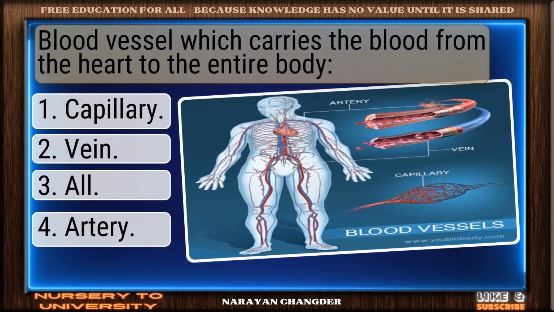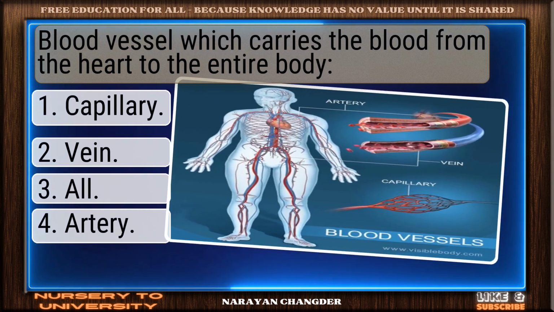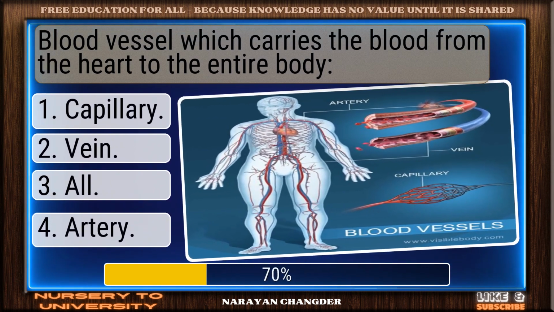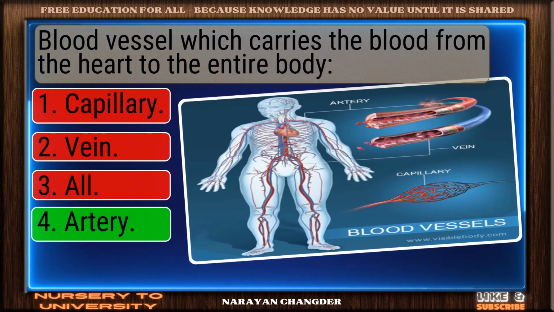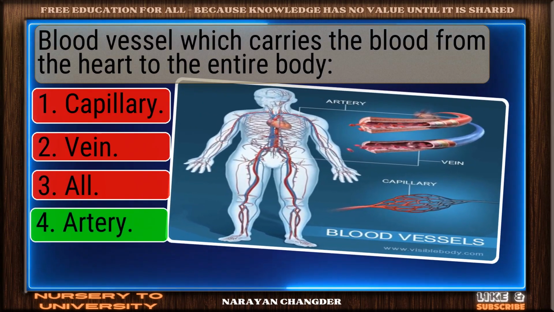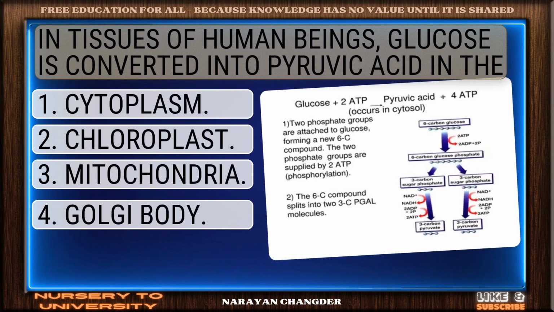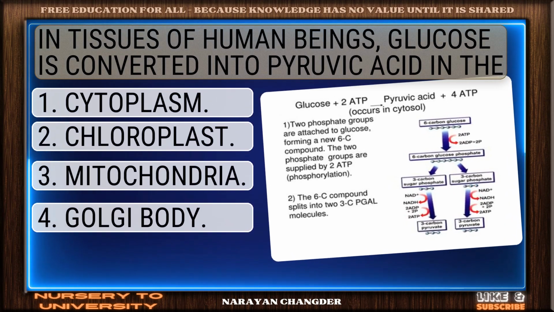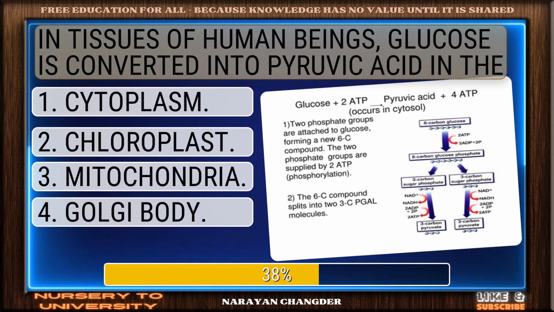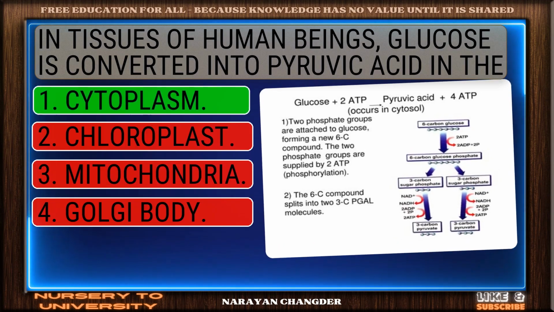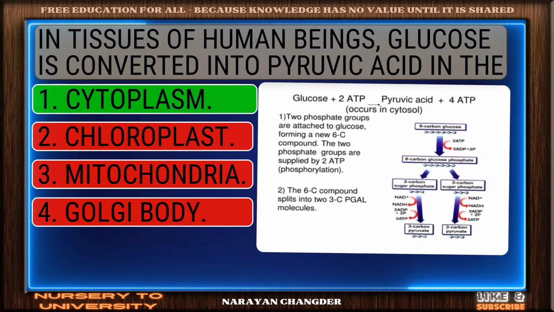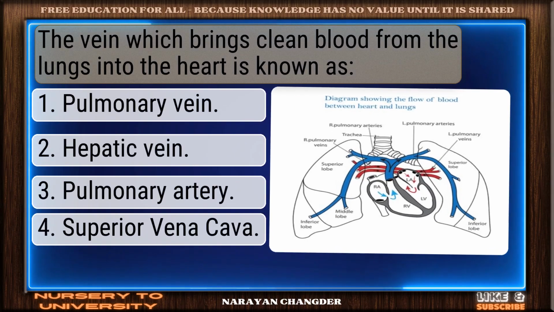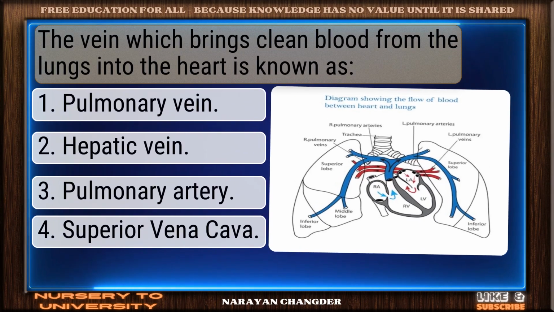Blood vessel which carries the blood from the heart to the entire body. Smart move. Artery is accurate answer. In tissues of human beings, glucose is converted into pyruvic acid in the. Well picked. Cytoplasm is correct. The vein which brings clean blood from the lungs into the heart is known as.